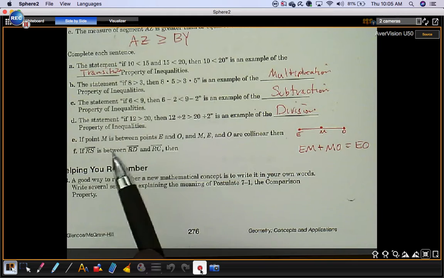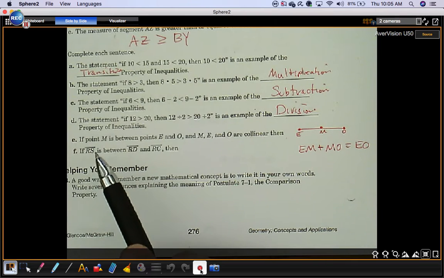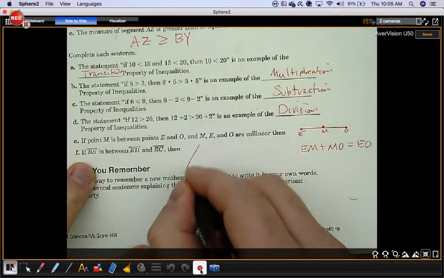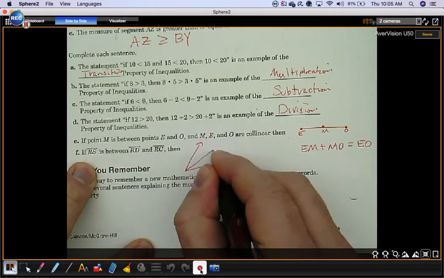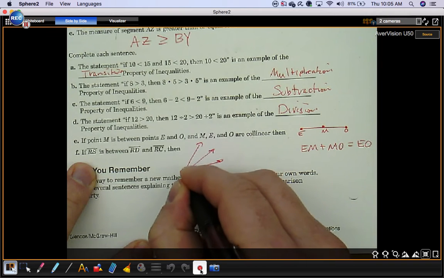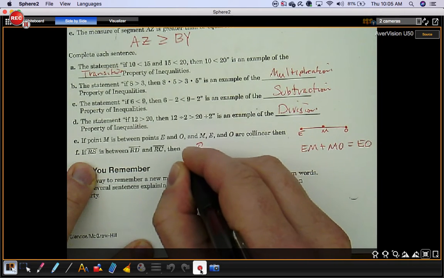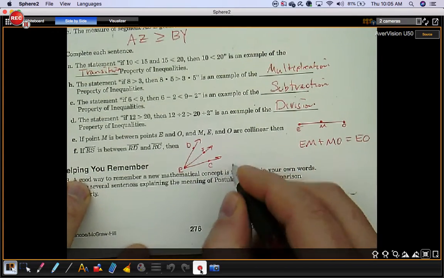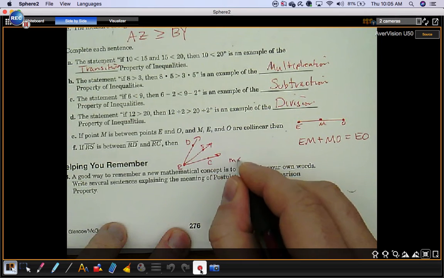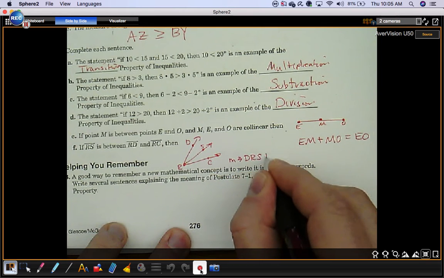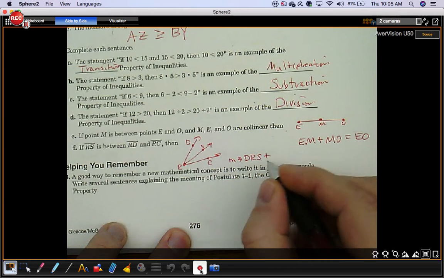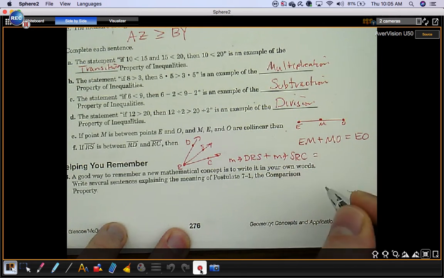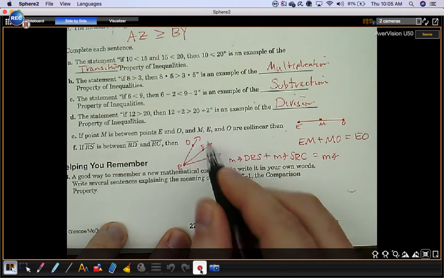And I'm pretty sure this one's going to be angle addition. If you have a ray RS that's in between ray RD and ray RC, then, well, here's what it's going to look like. I think drawing a picture is a great idea. I'm going to say the measure of angle DRS, that's this little guy, plus the measure of angle SRC equals the measure of angle DRC.